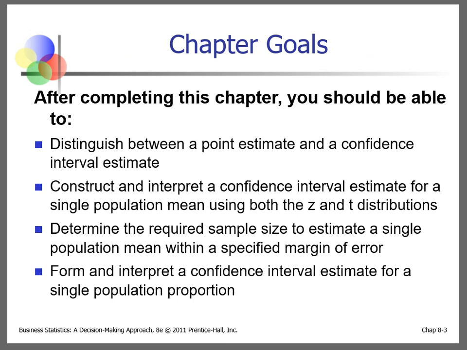After completing this chapter, you should be able to distinguish between a point estimate and a confidence interval estimate, construct and interpret a confidence interval estimate for a single population mean using both the z and t distributions, determine the required sample size to estimate a single population mean within a specified margin of error, and perform and interpret a confidence interval estimate for a single population proportion.